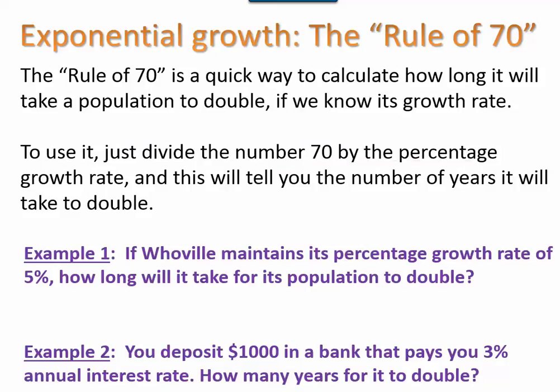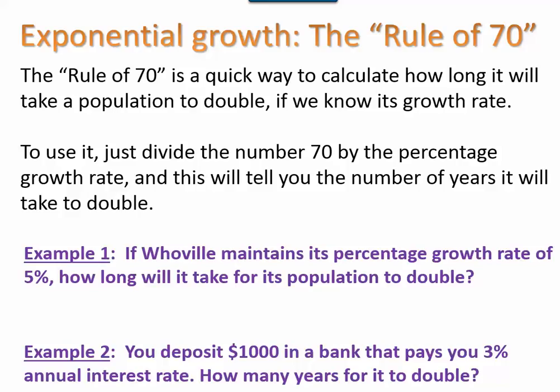And there's something called the rule of 70. The rule of 70 is a quick way to calculate how long it will take a population to double if we know its growth rate. And to use it, we just divide the number 70 by the percentage growth rate. And this will tell you the number of years it will take to double.